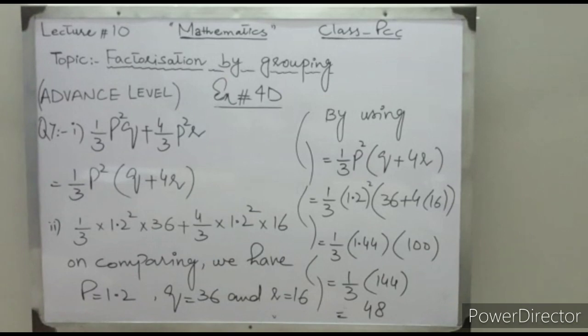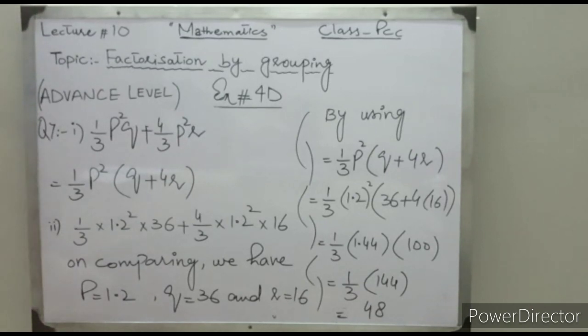Now students, question number 7. Question number 7 contains 2 parts. In the first part we have to factorize the given expression. You can see part 1. In part 1, students, we have 1 by 3p square common. The remaining we have q plus 4r. This is the first part of question number 7.